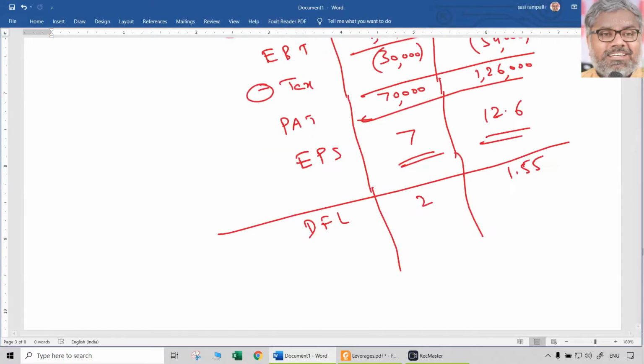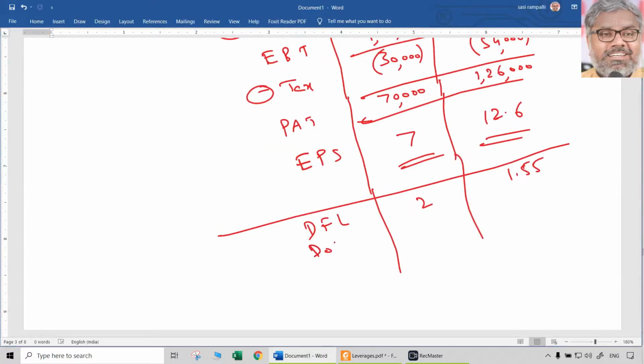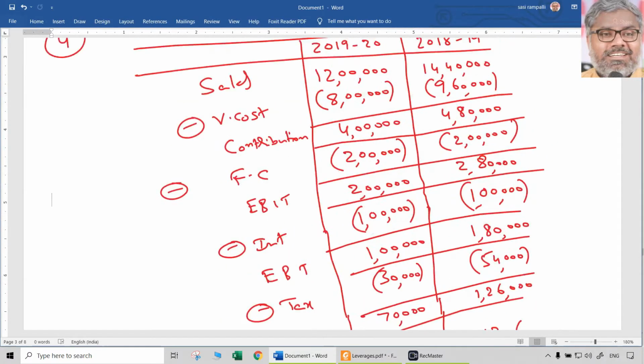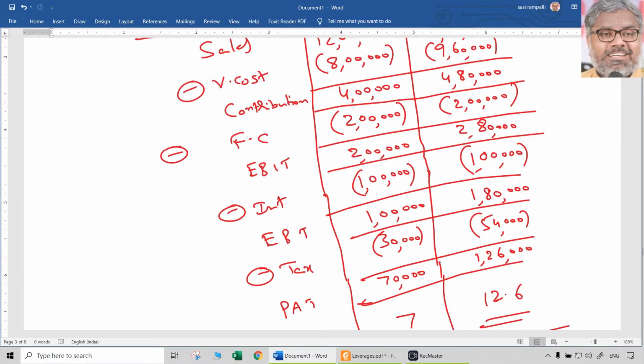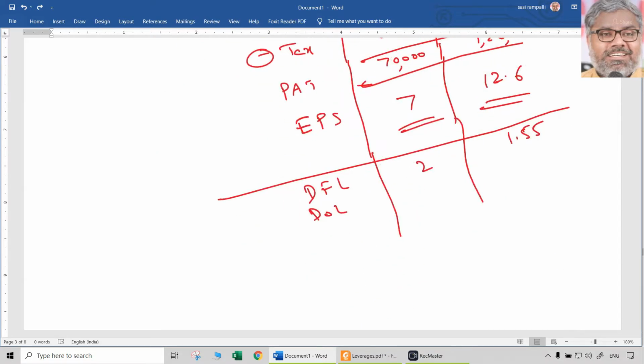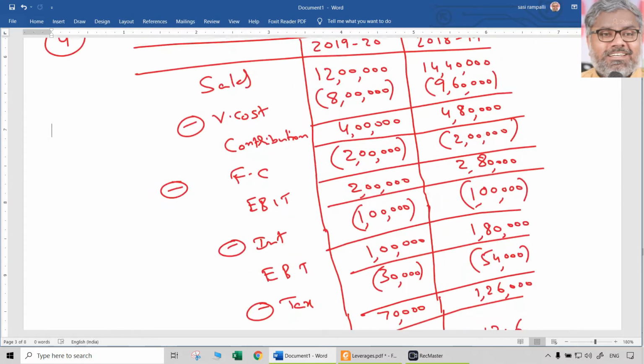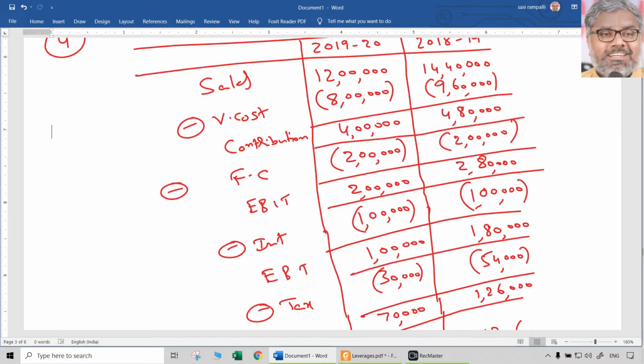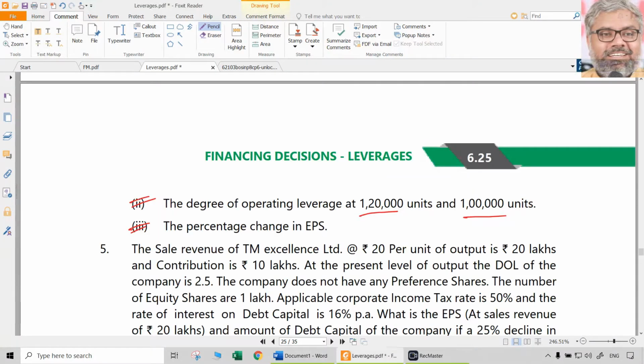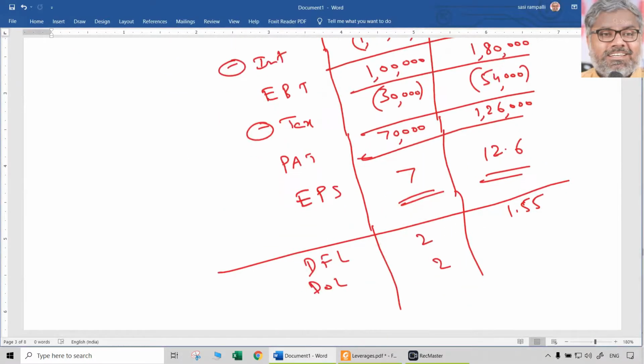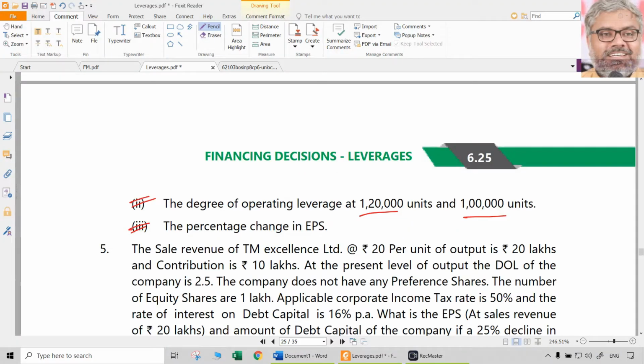Degree of operating leverage at both levels. Degree of operating leverage formula is contribution divided by EBIT. Contribution 4 lakhs divided by 2 lakhs. Contribution divided by EBIT, 4 by 2. That is again 2. And last year it was 4,80,000 divided by 2,80,000. That was 1.71. That's it. That is the second question.